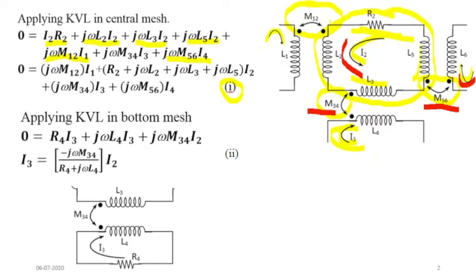So next we go on applying Kirchhoff's voltage law in the bottom mesh where the current is I3. So we write in this fashion R4 I3, then j omega L4 I3, and now coming to this M34 term which is positive, so we write j omega M34 I2. Now I3 is represented in terms of I2.